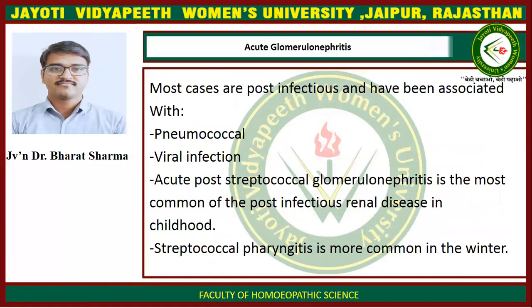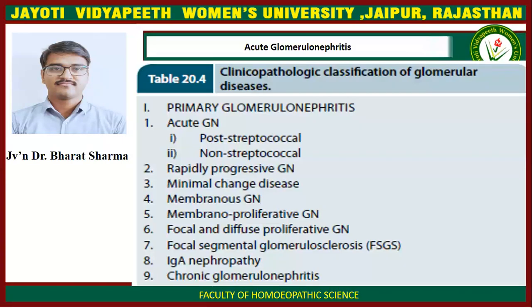Most cases are post-infectious and have been associated with pneumococcal infection and viral infection. Acute post-streptococcal glomerulonephritis is the most common of the post-infectious renal diseases in childhood. Streptococcal pharyngitis is more common in the winters.